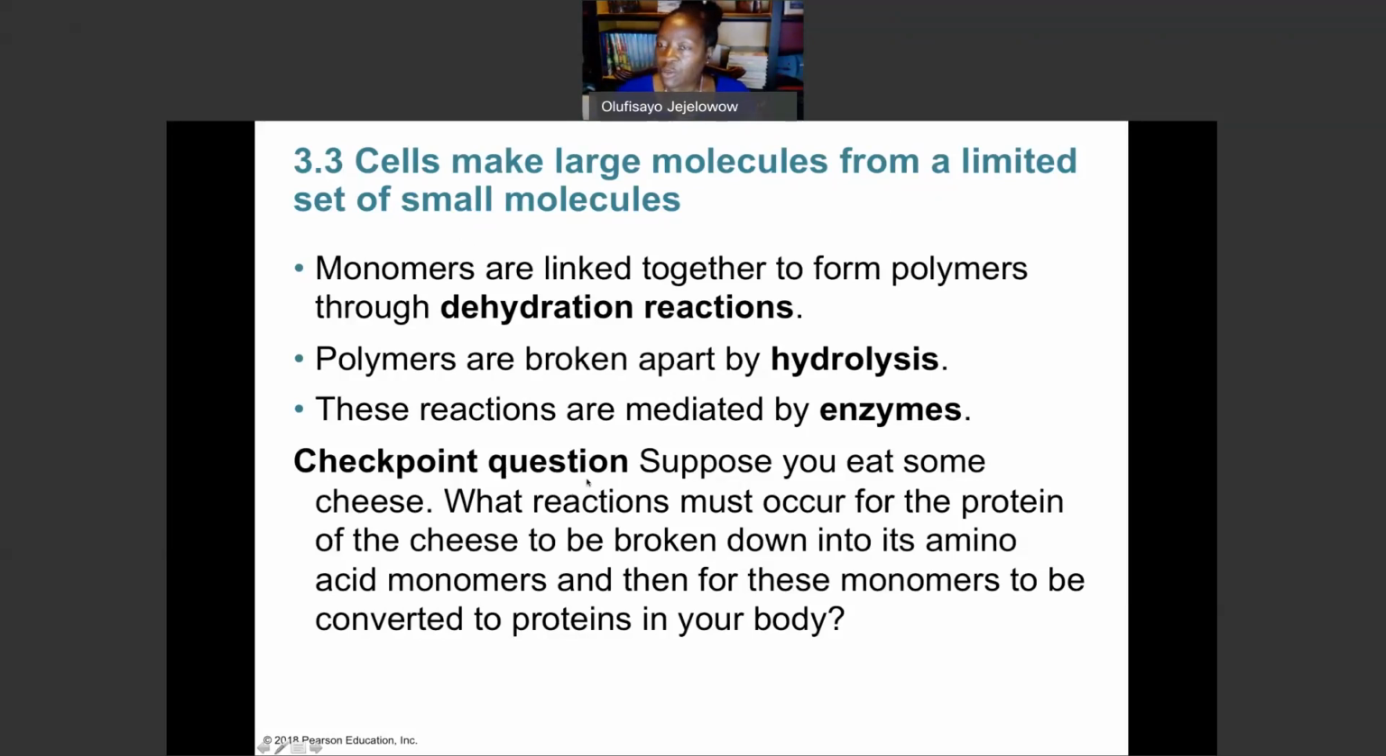So, checkpoint question. Remember to compile them and email them to me. Suppose you eat some cheese. What reactions must occur for the protein of the cheese to be broken down into its amino acid monomers, and then for these monomers to be converted to proteins in your body? Remember, answer the question and email it.